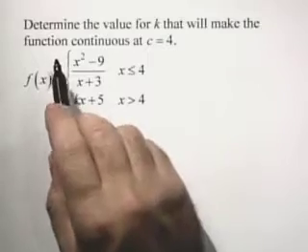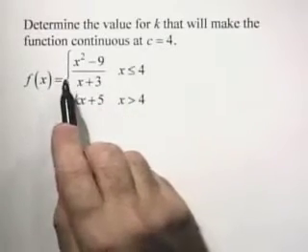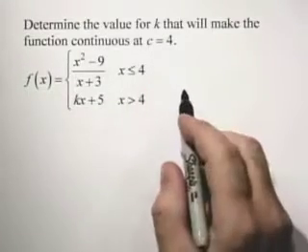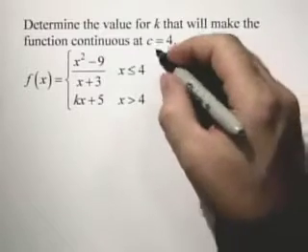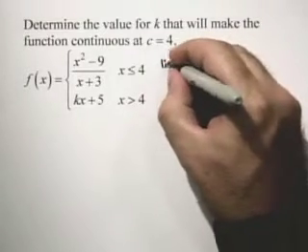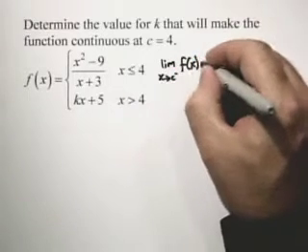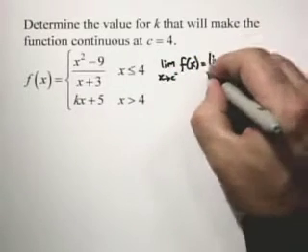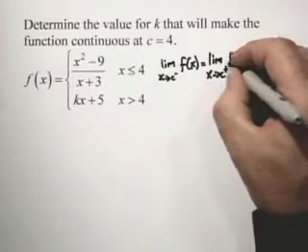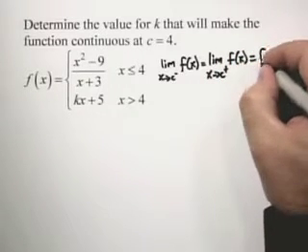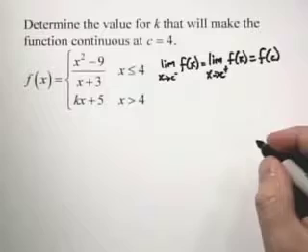In this problem, we examine the continuity of a function at a point. We need to determine the value for k that will make the function continuous at the point c equal to 4. For the function to be continuous at a value c, we need the limit as x approaches c from the left of our function to be equal to the limit as x approaches c from the right, and that has to equal the value of the function at c.